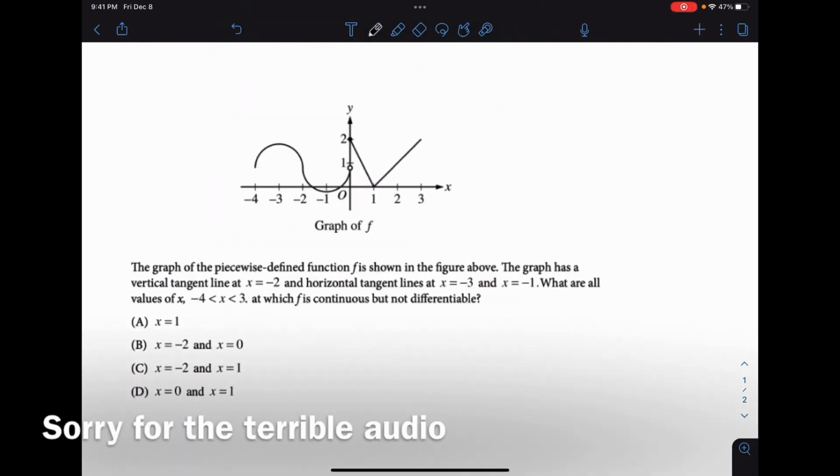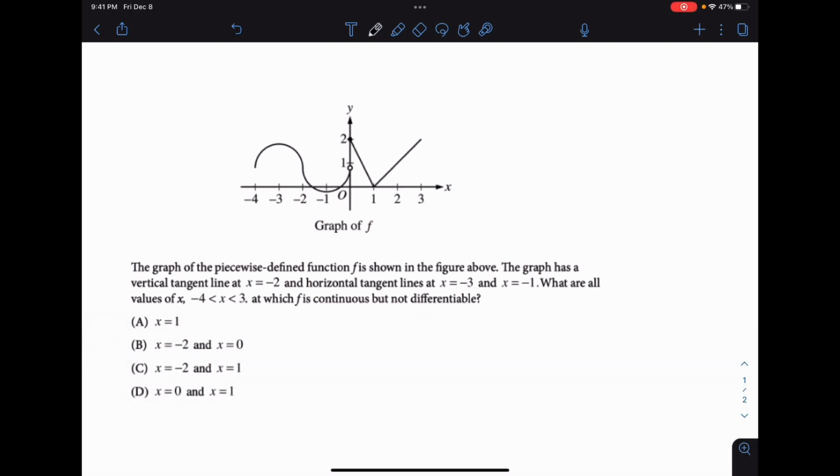Okay, let's take a quick look at this next problem. So we have a graph, a piecewise function, and it's shown in the graph above, the graph of f. We know it has a vertical tangent line at x equals -2. Basically, all that means is that the graph is vertical at x equals -2. And it has horizontal tangent lines at x equals -3 and x equals -1. What that means is that at x equals -3 and x equals 1, it's flat, derivative is 0. So it wants to know what are the values of x on this graph from x equals -4 to x equals 3, not including the ends, at which f is continuous but not differentiable.